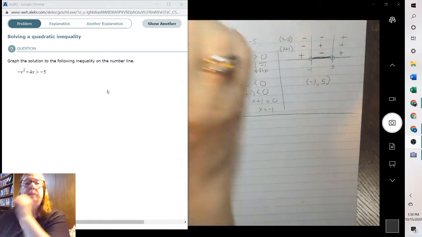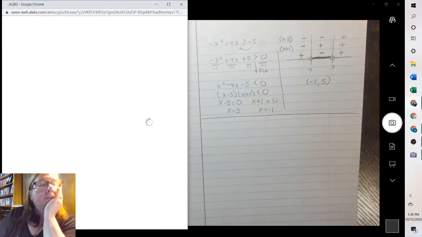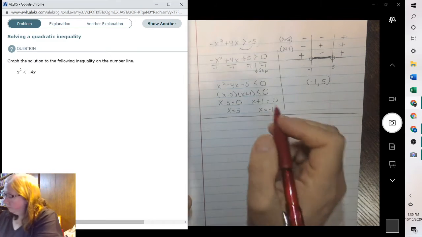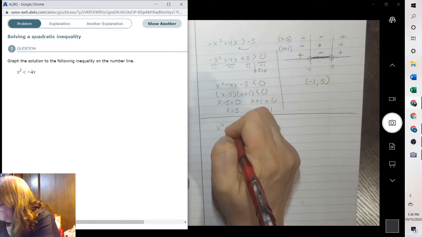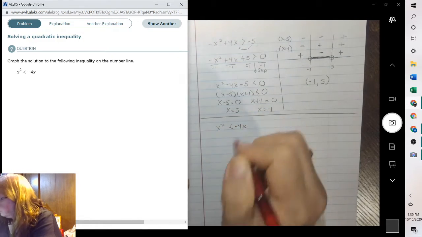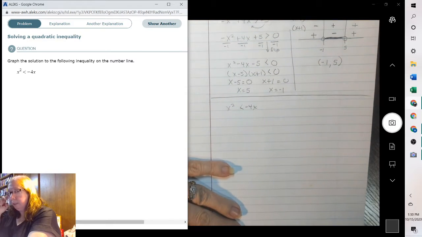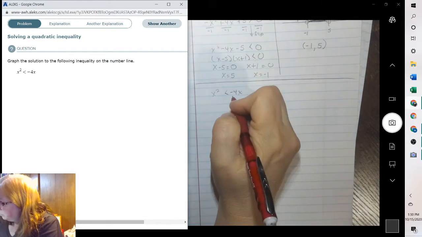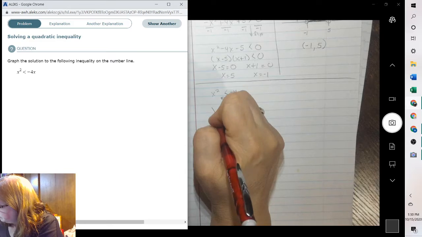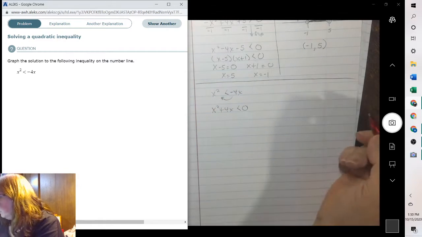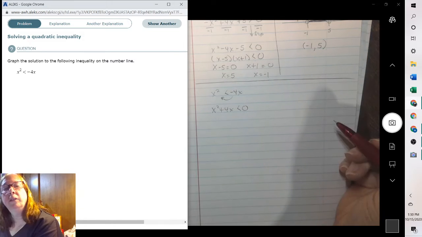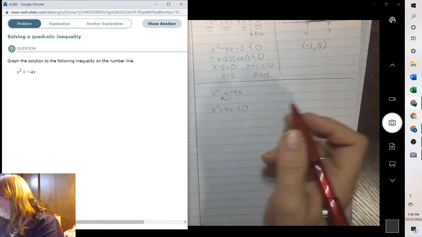Let's try another one. x squared less than -4x. Again, first thing we need to do is get it set equal to 0. So we're going to bring the -4 over. Remember, when you bring things over, it changes their sign. So you have x squared plus 4x is less than 0.